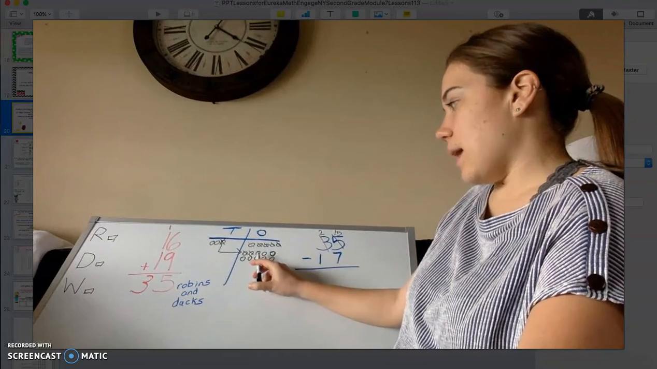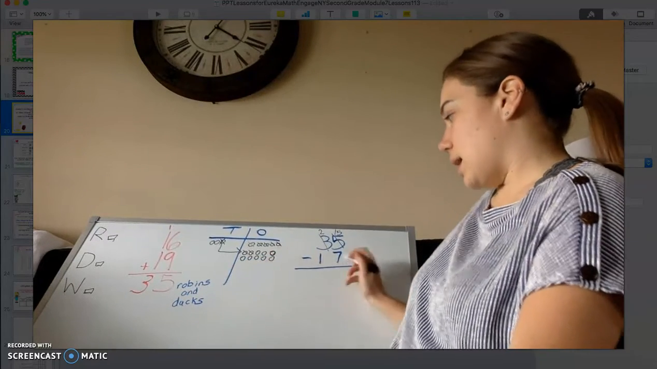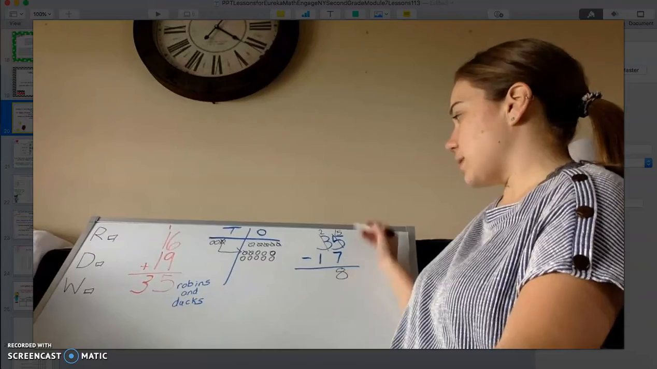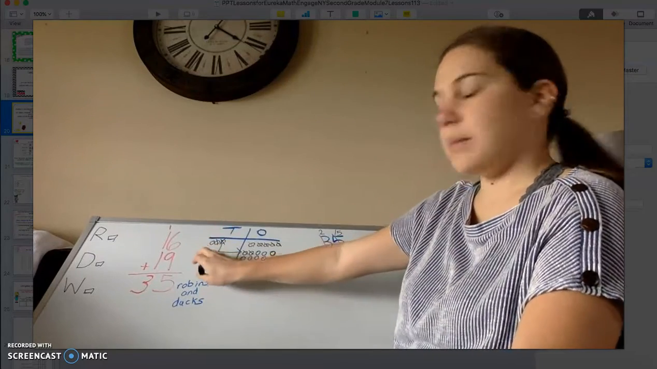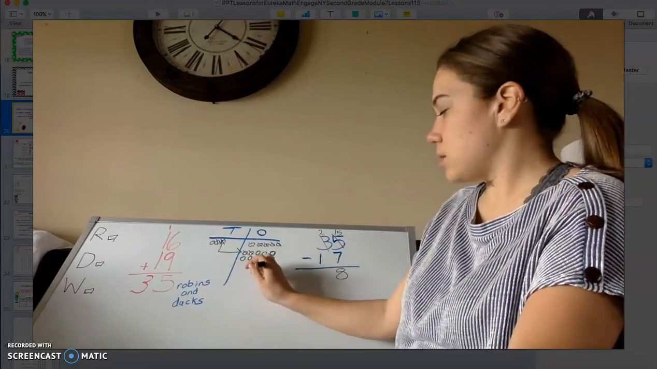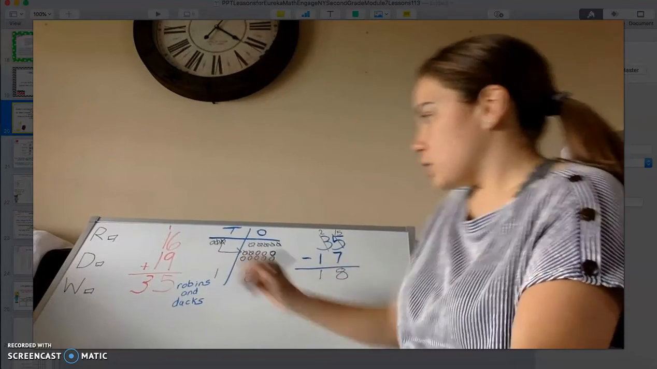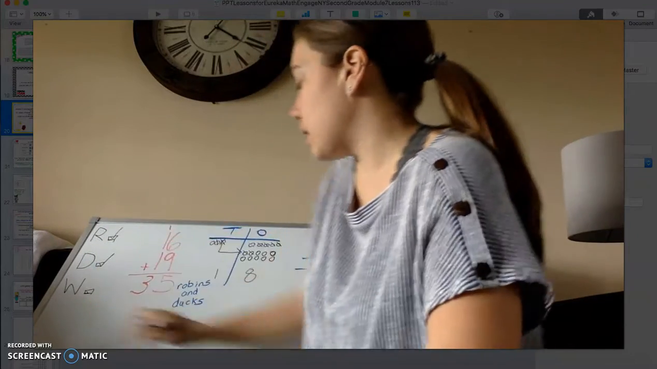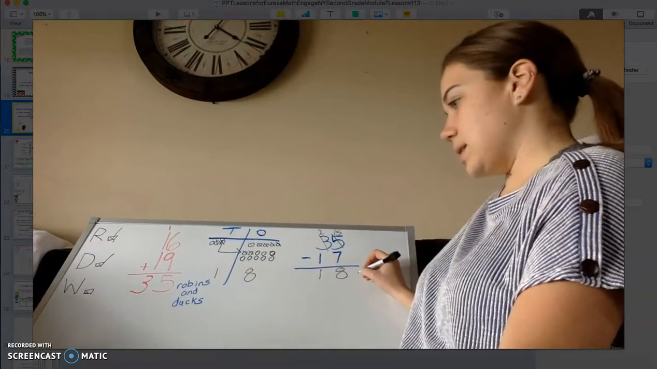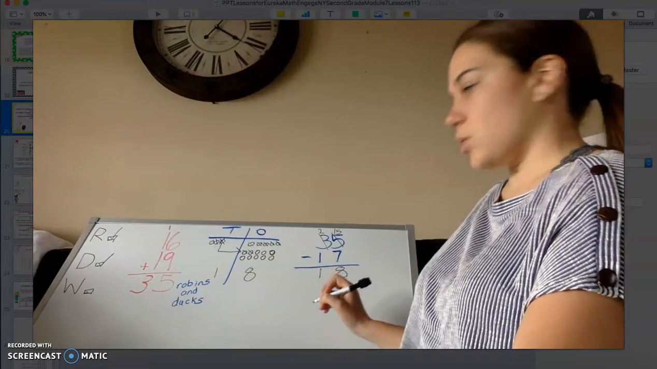Let's see how many we have left. 1, 2, 3, 4, 5, 6, 7, 8. We have 8 ones left, and now we need to do 2 minus 1. Cross off 1 ten. How many do we have left? Good, 1. So we've read our problem, we've drawn our picture, now we have to write our sentence. So there are 18 more robins and ducks than squirrels.